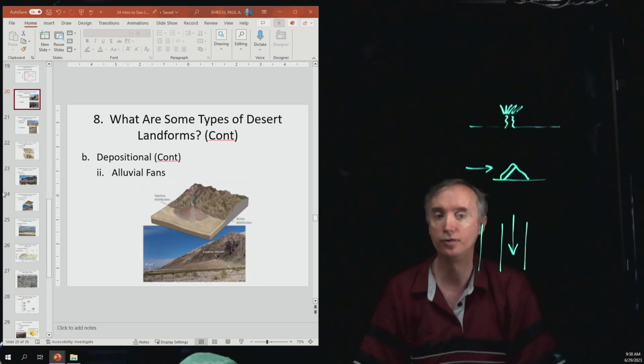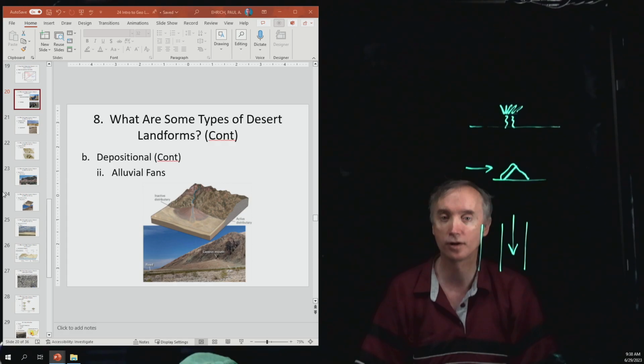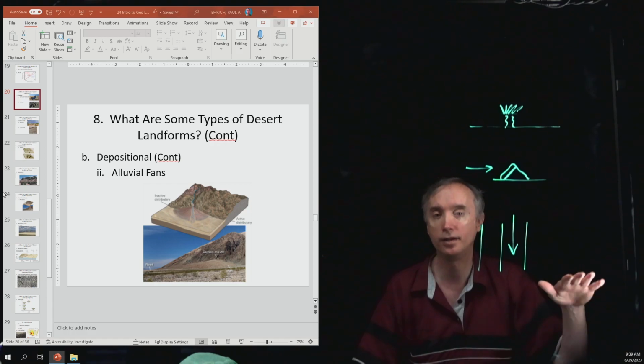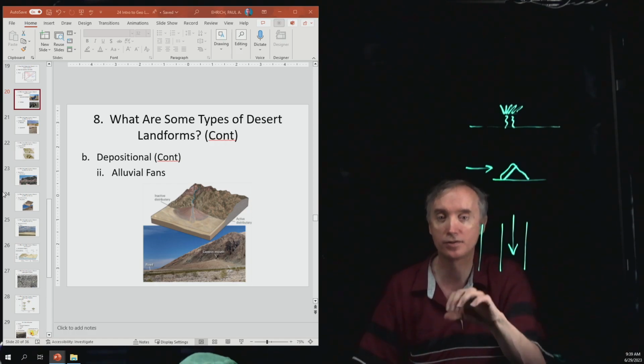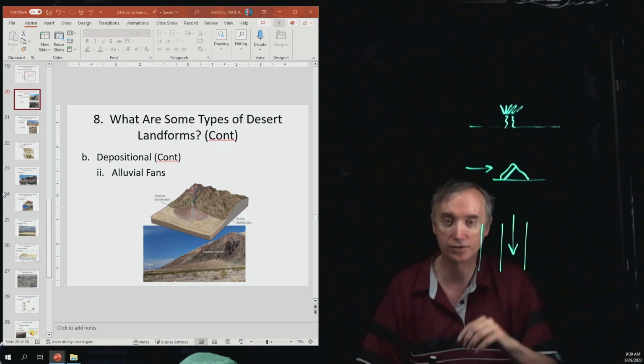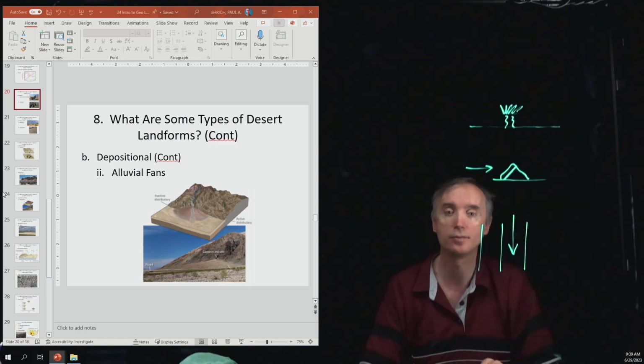Okay, you have alluvial fans, and so you should recognize that from our lesson on rivers. So this is where a river comes out of the mountains, and when it's in the mountains, it's a high energy river. It has a lot of energy, it can carry a lot of material. But when it empties onto the plain, it slows down, and now it can no longer hold on to its load. And so it drops it as soon as it comes out of the mountains.